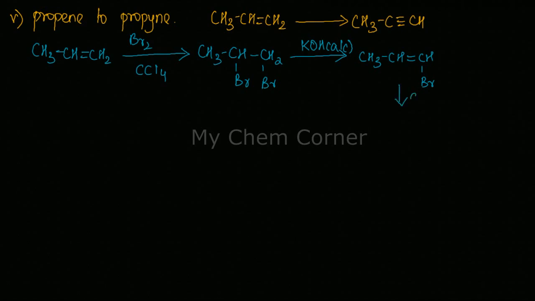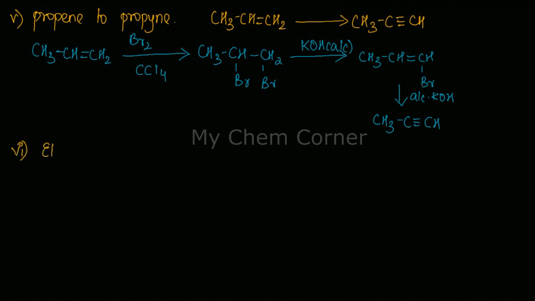Alright, further I need to come to an alkyne. So what will happen? Again I'm going to repeat the same process and I will get my compound out. So I'm repeating Saytzeff rule 2 times. The last two reactions are beta elimination reactions, repeated 2 times.